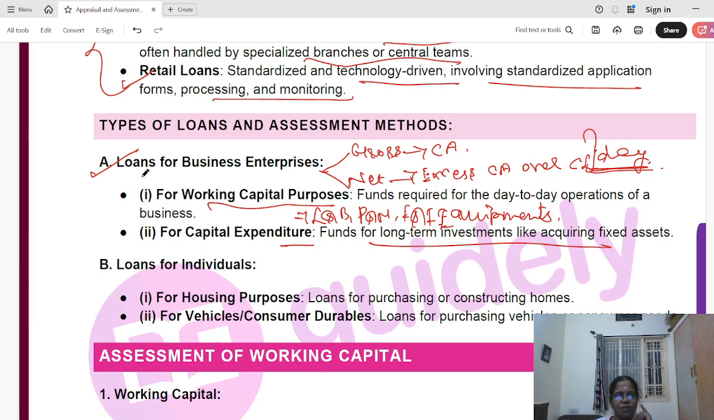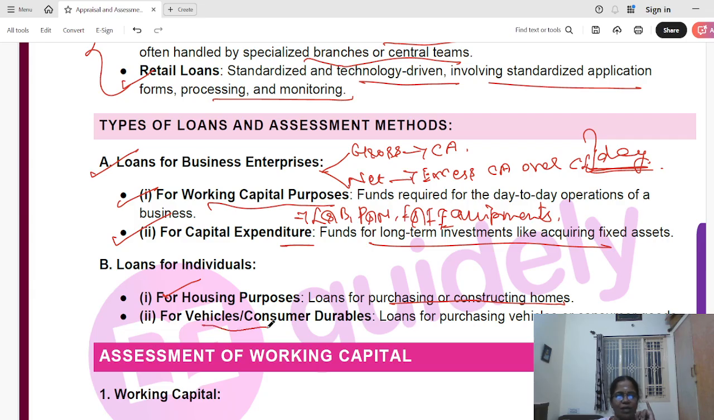Okay, so when it comes to the business purpose, loans are given to business enterprises for working capital purposes and for capital expenditure purposes. When it comes to individuals, for housing purposes, loans are provided for purchasing or constructing a home.